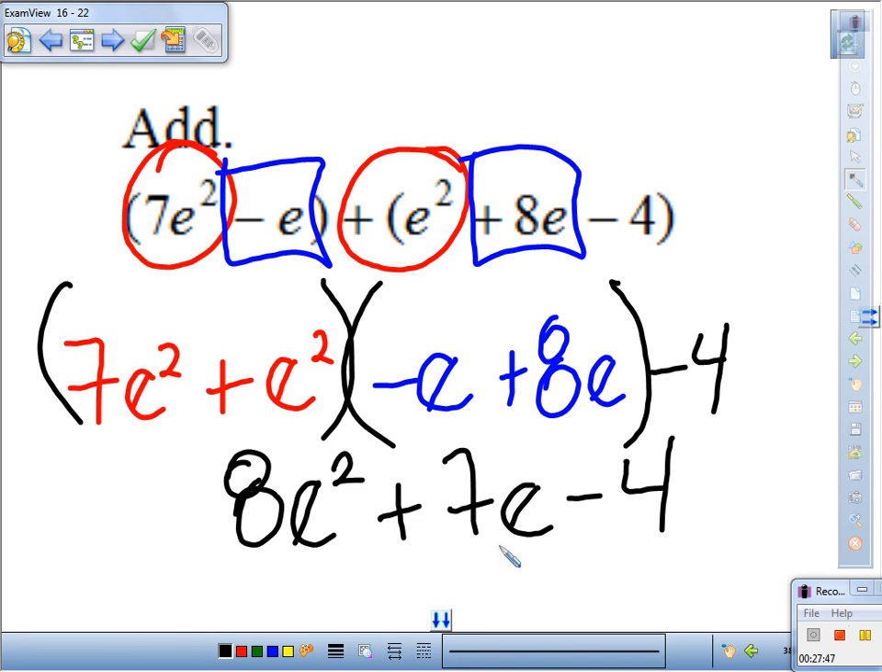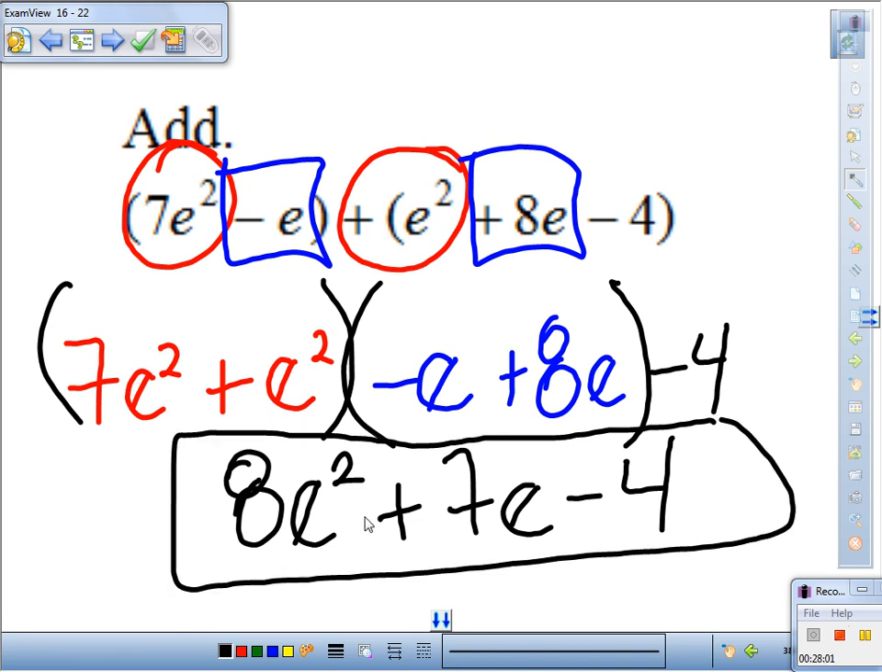Can I combine these two? Talk it over with your neighbor. Why can or can't I combine those? Because they have different exponents. That is correct. These we cannot combine because they have totally different exponents, even though they're the same variable. Do we need another one of those?